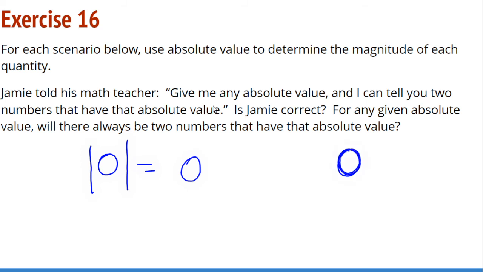So although Jamie is doing some great thinking here, that in almost every single situation there will be 2 numbers that have the same absolute value, there is one exception to that, and it's 0. When we have an absolute value of 0, there is only 1 number that has that absolute value. And 0 isn't positive and it isn't negative, if you remember back a few lessons.